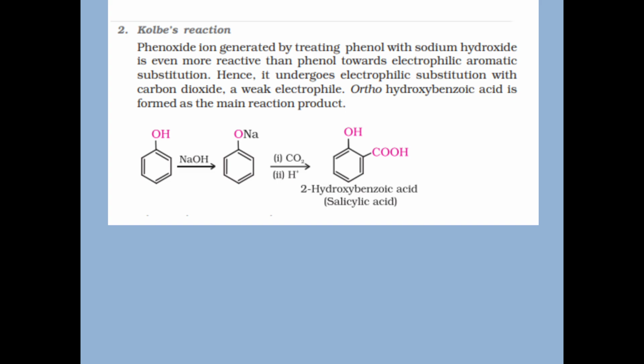Kolbe's reaction. First, phenol is converted into phenoxide ion with NaOH. Then, carbon dioxide is passed through it. Carbon dioxide will be added at the ortho position, and 2-hydroxybenzoic acid, or salicylic acid, will be the major product. This is Kolbe's reaction.